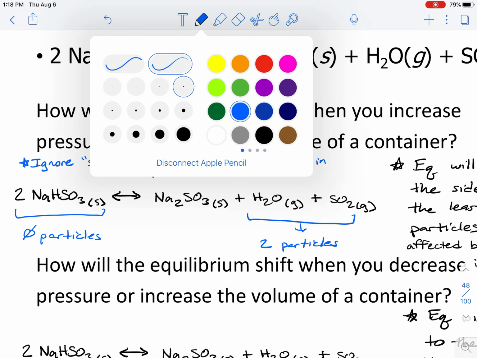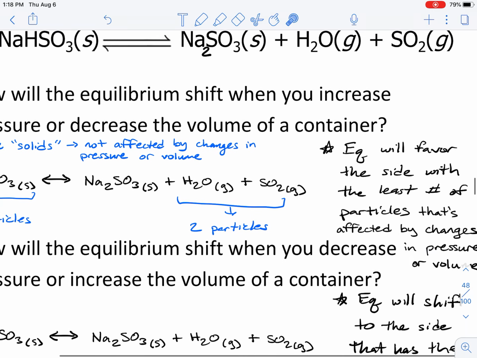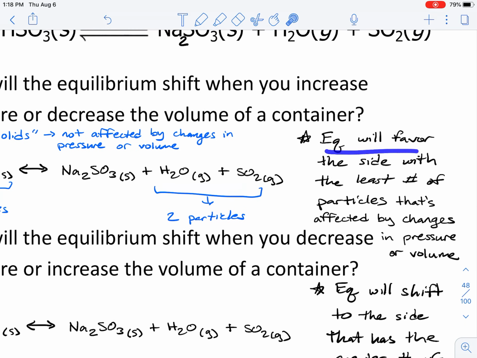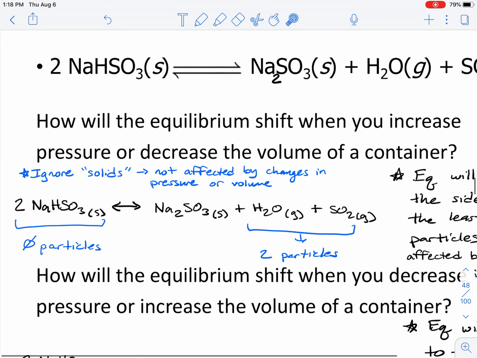And so overall, according to what we wrote here, the equilibrium will favor the side with the least number of particles. In this specific scenario, for this example, the equilibrium will shift to the left. And by shifting the equilibrium to the left, we're able to alleviate the added pressure that we placed on the system.